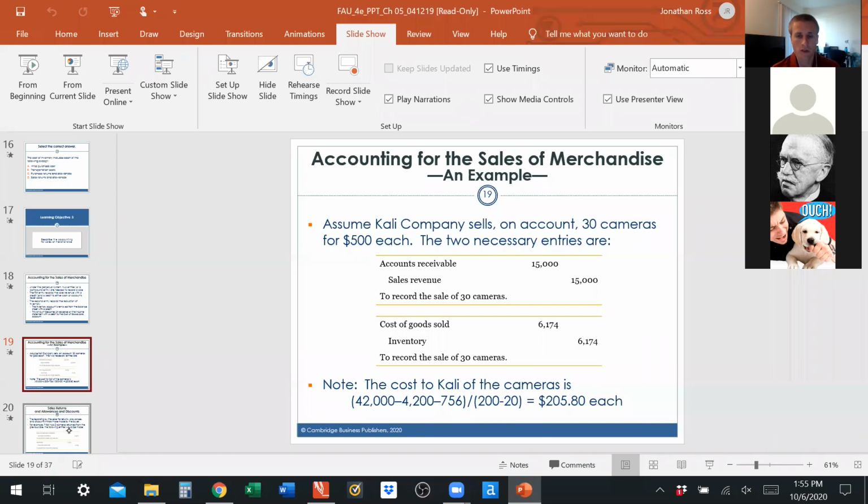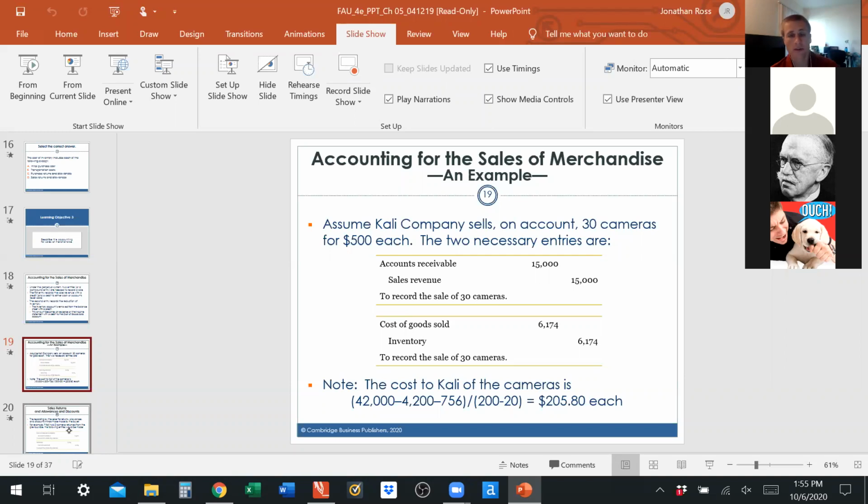So the 2 journal entries are, first, the sales revenue entry. How much revenue does Cali earn? Well, they earn 30 times 500, $15,000. So credit sales revenue for $15,000, and then debit accounts receivable for $15,000. Cali expects to receive that in the future from the customer. So that's an asset.